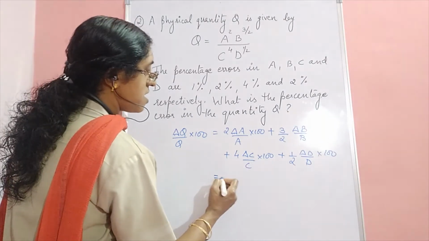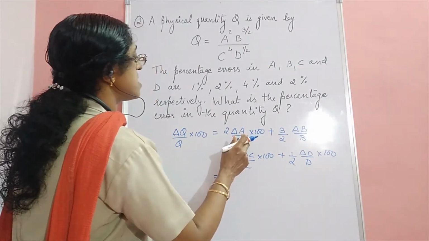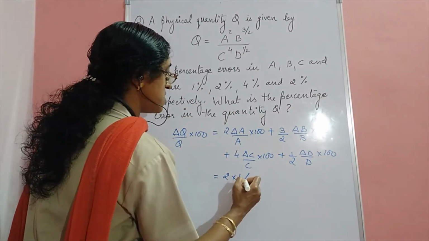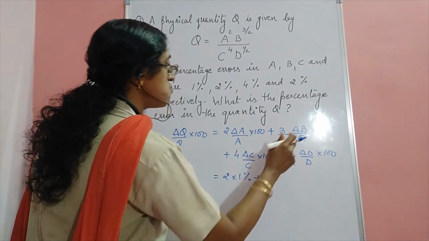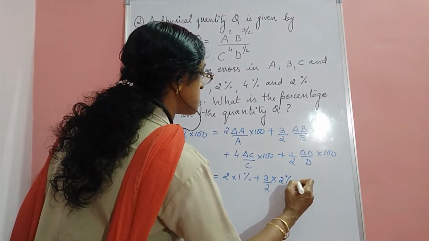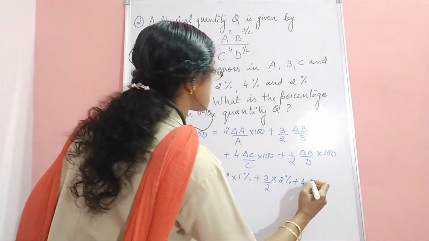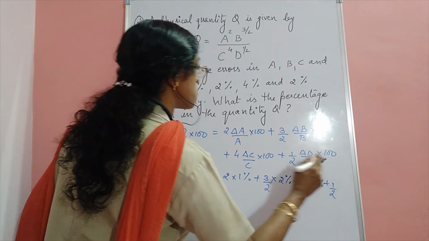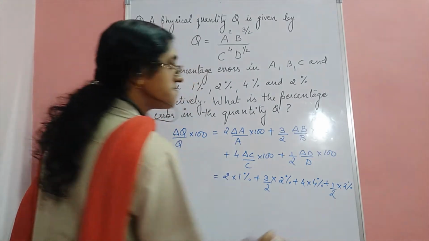Then we need to directly apply the given values, that is 2 times, what is the percentage error in A given as? It's given as 1%. So we'll write it as 2 into 1% plus 3 by 2 into, what's the percentage error in B given as? It's 2%. So it would be 2% plus 4 times delta C by C. What's the percentage error in C? It's 4%. So into 4% plus 1 by 2 times delta D by D is again 2%. So multiply by 2%. Right?